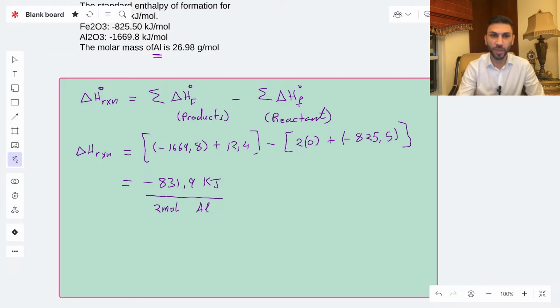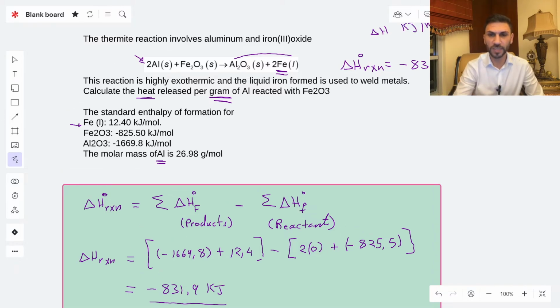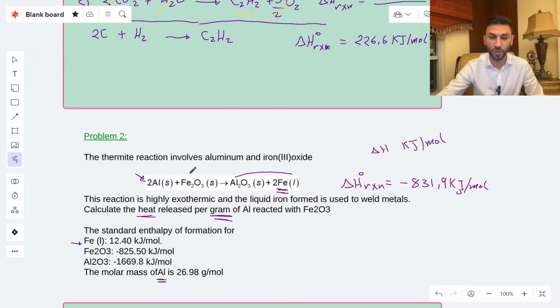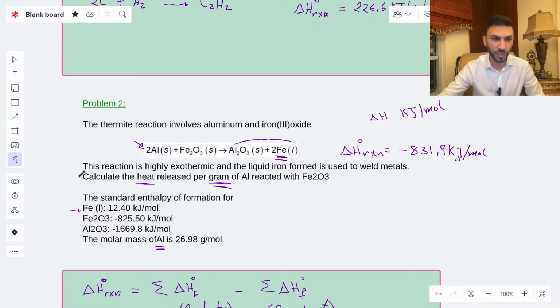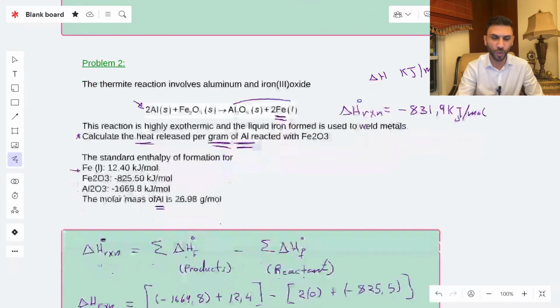And why are we writing per Al? This is the delta H. If they are asking you in this reaction what is delta H for the reaction, that's it. It's finished. It equals negative 831.9 kilojoule per mole. See? If they are asking you what is delta H for this reaction. But in this question, they are asking you to calculate the delta H released per gram of Al. That's why we write that this delta H is for 2 moles of Al.